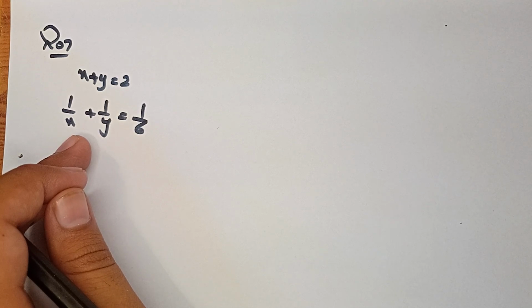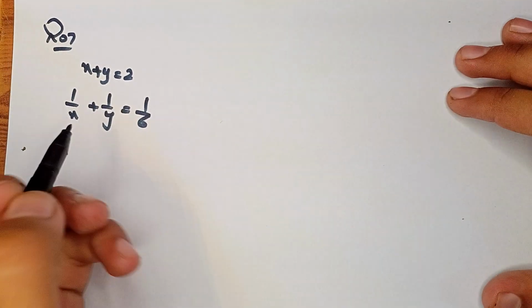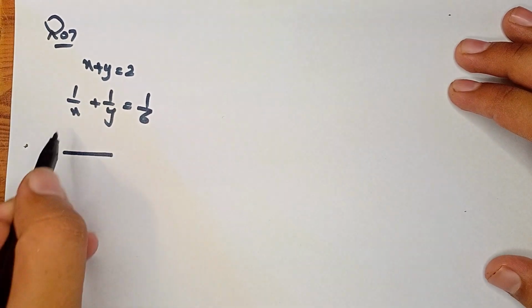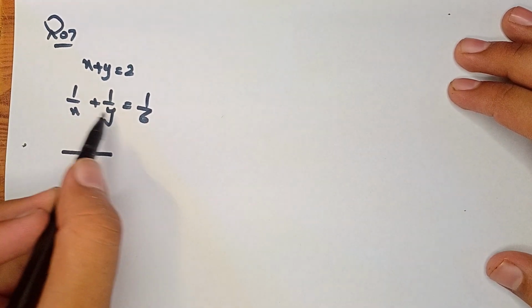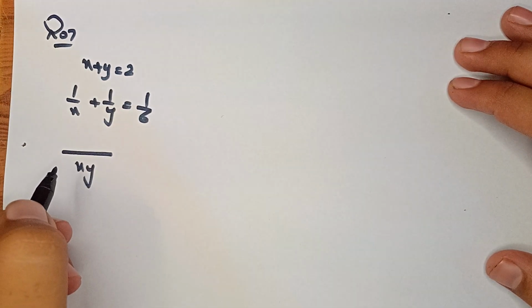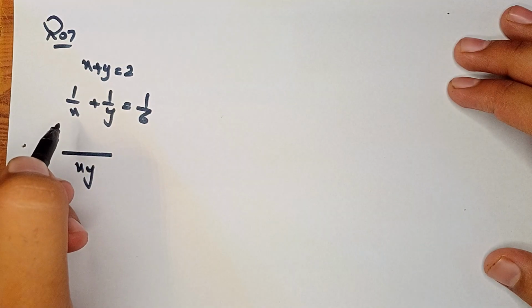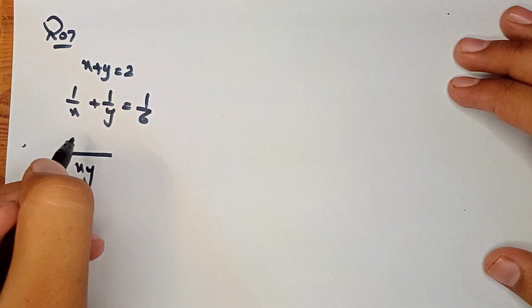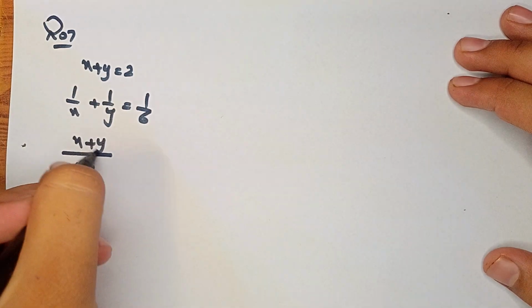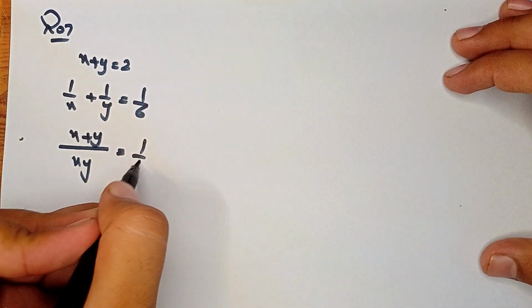The first step is to identify. How do we identify? We should take the LCM. We should multiply both sides by x multiplied by y, so this should be xy. Then y and x should be added. This is the factorization method, and 1 by 6 stays as it is.